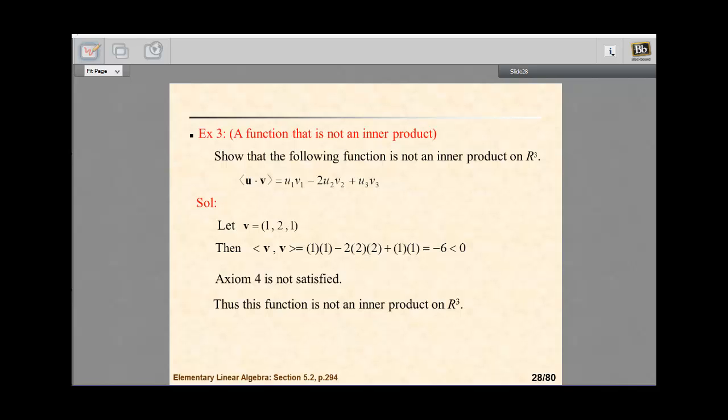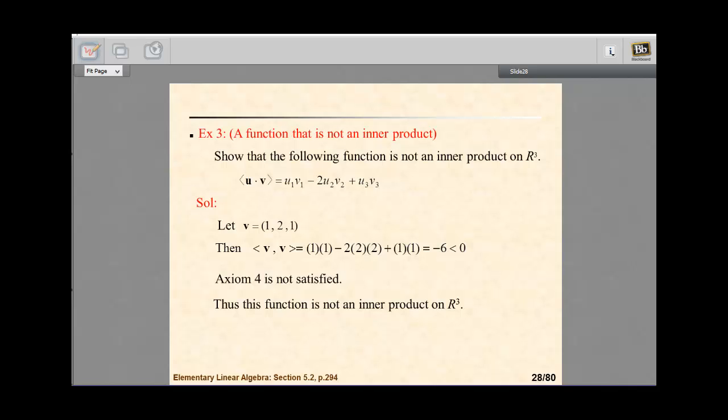Let us check here. Axiom number 1, it is satisfied. Axiom number 2, it is satisfied. Axiom number 3, it is satisfied. We check ourselves. And when we check axiom number 4, we observe that it is not satisfied.